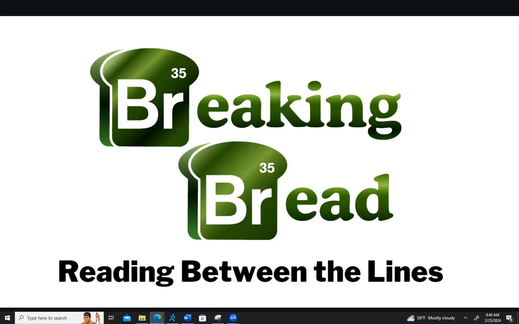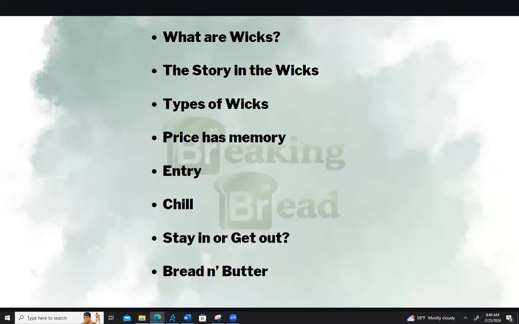In this session, I wanted to go over the wicks and the story that the wicks tell, and how I use the story within the wicks to find some high probability setups. So some of the things we're going to touch on in this session are: what are wicks, the story in the wicks, type of wicks, price has memory, entry, chill, stay in or get out, and of course we're going to end with the bread and butter, which is just a brief recap of some of the key things that we're going to talk about today.